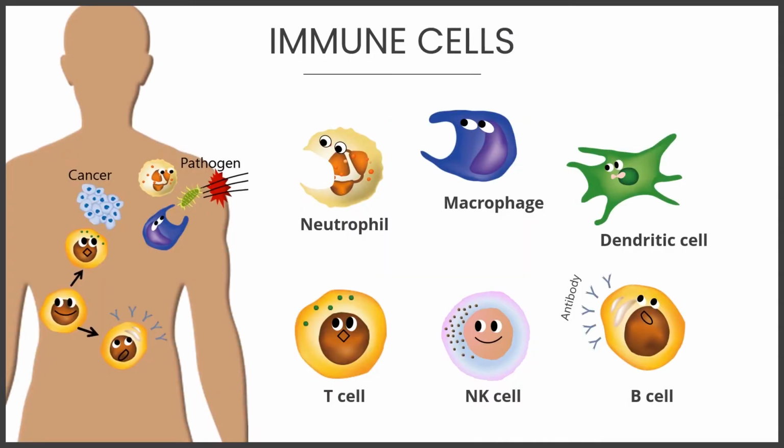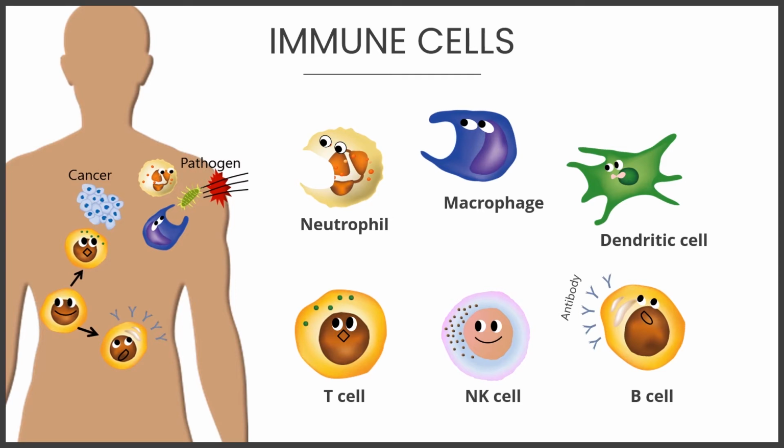The immune system comprises different immune cells. These include neutrophils, macrophages, and dendritic cells, which are phagocytic. They engulf and digest bacteria invading the host cells. In addition, T or NK cells kill virus-infected and cancer cells. Antibodies secreted from B cells bind to pathogens and tumor cells to remove or detoxify them.